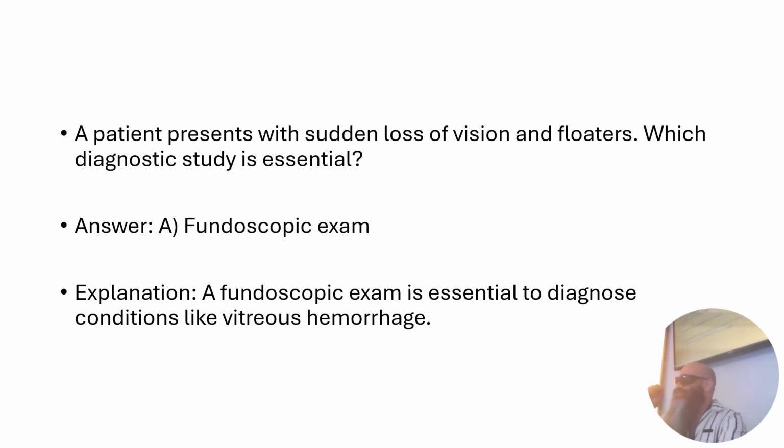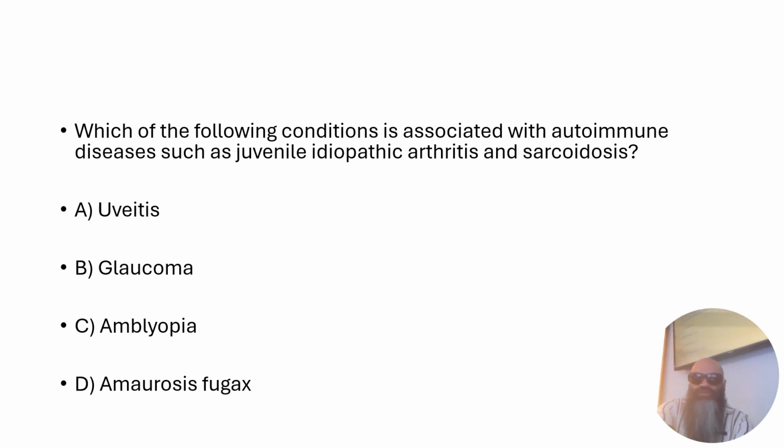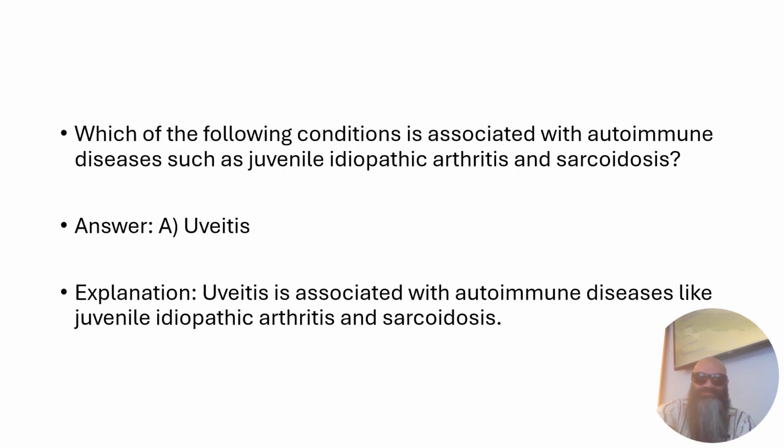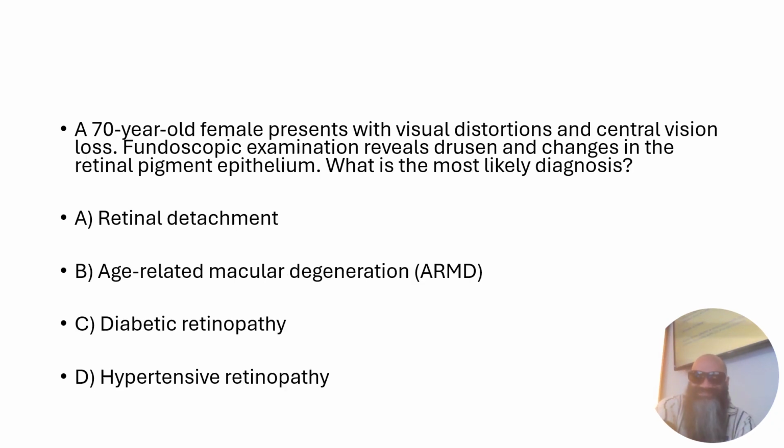So vitreous hemorrhage, you'll look into the back of the eye. So autoimmune diseases, juvenile idiopathic arthritis, and sarcoidosis. A. Uveitis. Yes. You guys will be uveitis experts by the time we get done today. We have to study it.